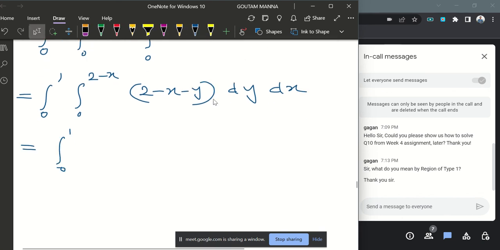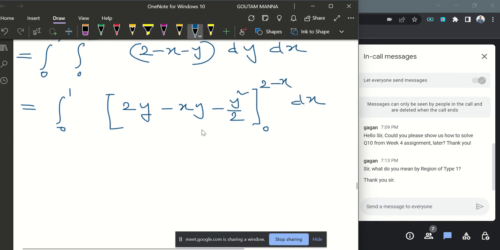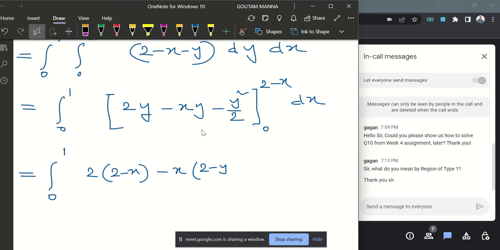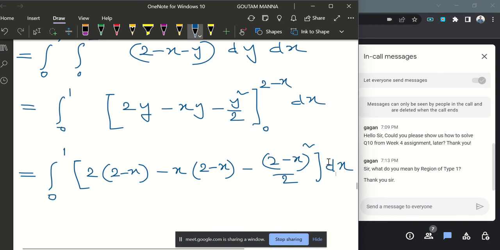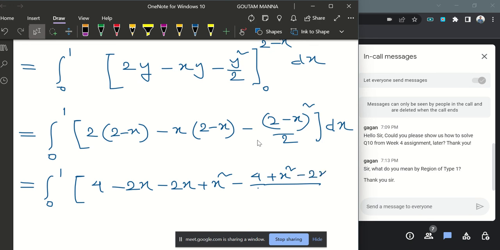Now if you do the y integration, it will be 2y minus xy minus y square by 2 with lower limit 0 and upper limit 2 minus x, dx. From 0 to 1, if you put the limit, it will be 2 times (2 minus x) minus x times (2 minus x) minus (2 minus x) whole square by 2, dx. If you simplify it, it will be 4 minus 2x minus 2x plus x square minus (4 plus x square minus 4x) by 2, dx.